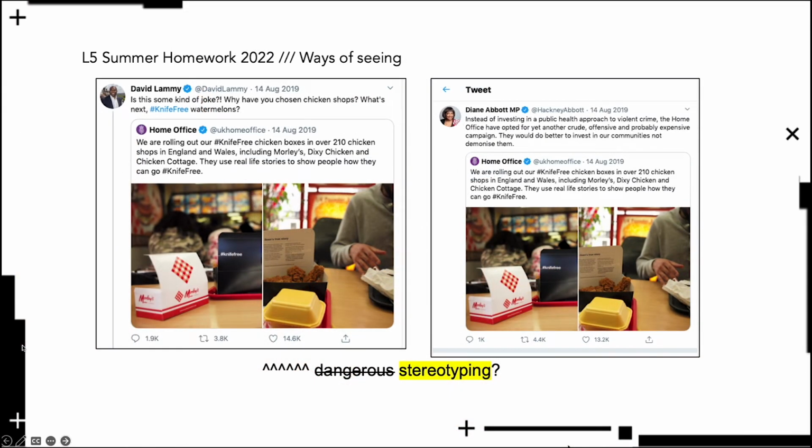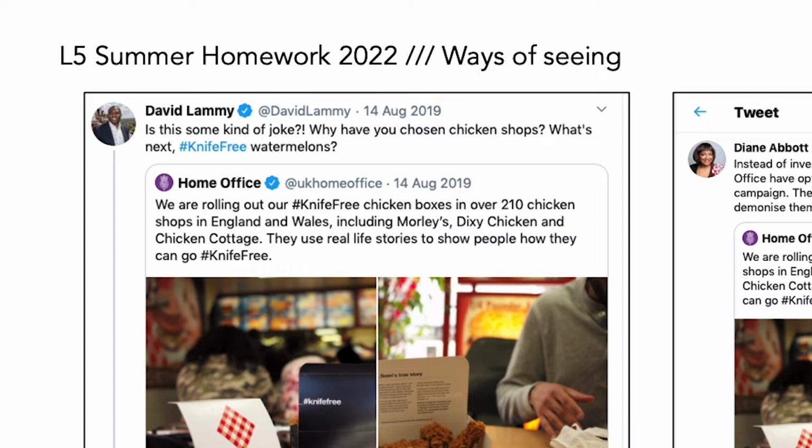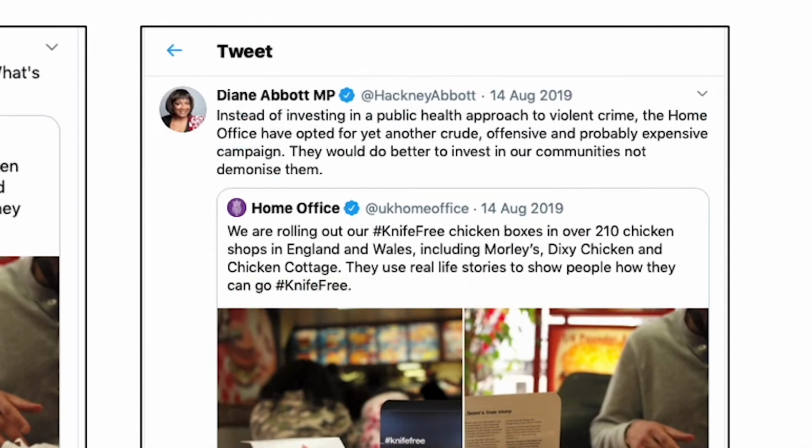David Lammy, the front bench Labour MP, said, "Is this some kind of joke? Why have you chosen chicken shops? What's next? Knife-free watermelons?" Diane Abbott, again a significantly important Labour Party member, said, "Instead of investing in public health approach to violent crime, the Home Office has opted for yet another crude, offensive and probably expensive campaign. They would be better to invest in our communities, not demonise them."